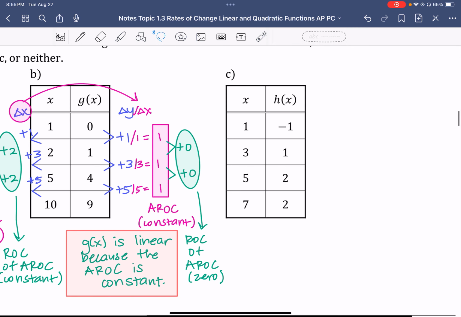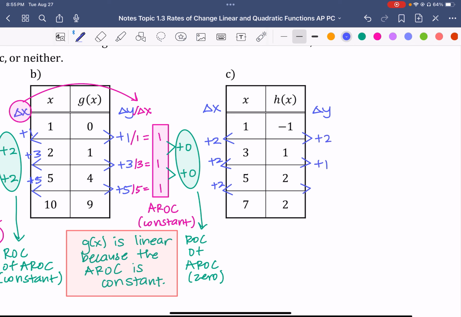Okay, last one, let's try letter C. So the same process. This is going to be the process for the entirety of the notes. You're going to first find your change in x, and then you're going to find your change in y, and then find the average rate of change. So for my changes in x, I see that I'm adding 2. And over here, I'm going to be adding 2, adding 1, and adding 0. Just like before, you're going to grab your changes in y and divide them by your changes in x.